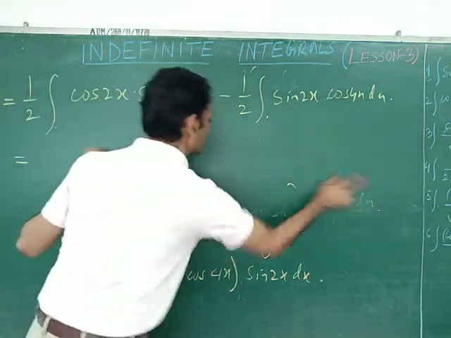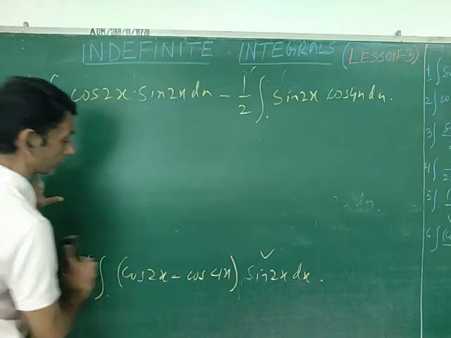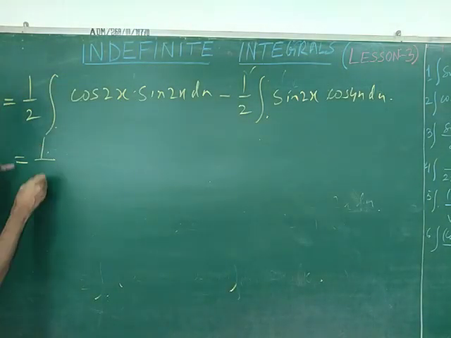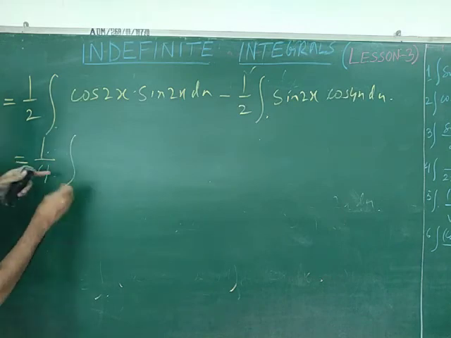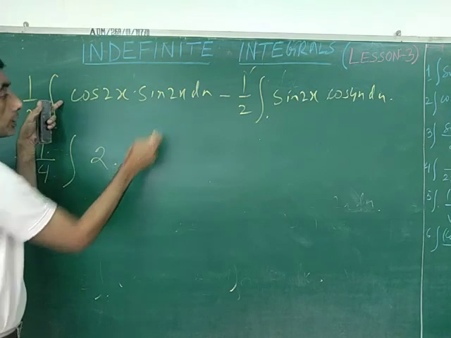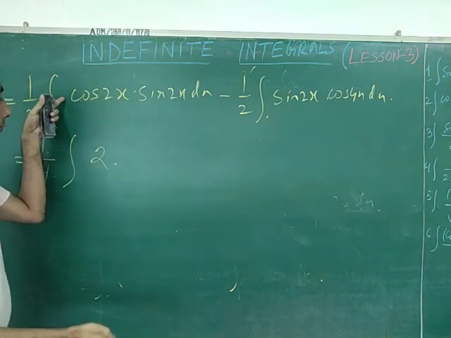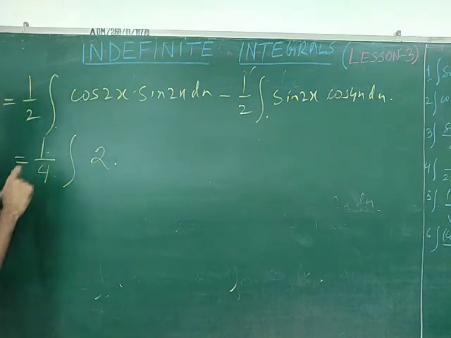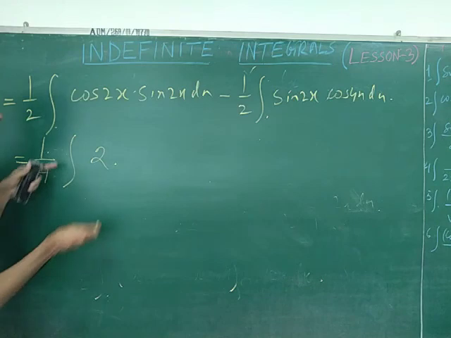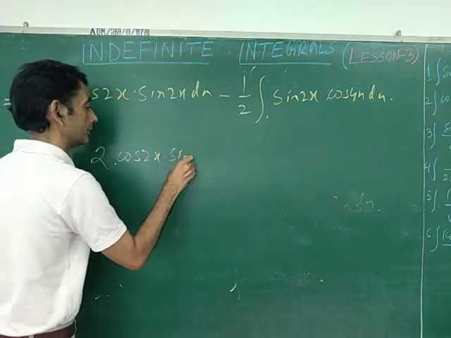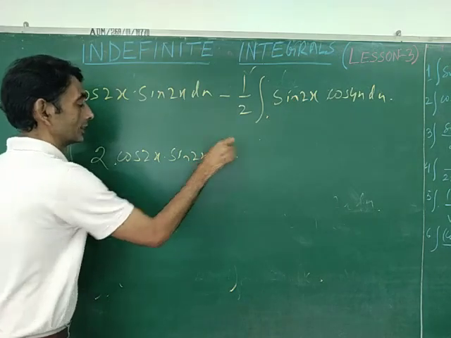So what you need to do for the first integral is multiply the denominator by 2, so it becomes 4, and we get a 2 in the numerator. The moment you write 2 cos 2x sin 2x, you can use the sin 2a formula. Therefore you need to multiply this by 2, so half becomes 1 by 4, times 2 cos 2x sin 2x dx.